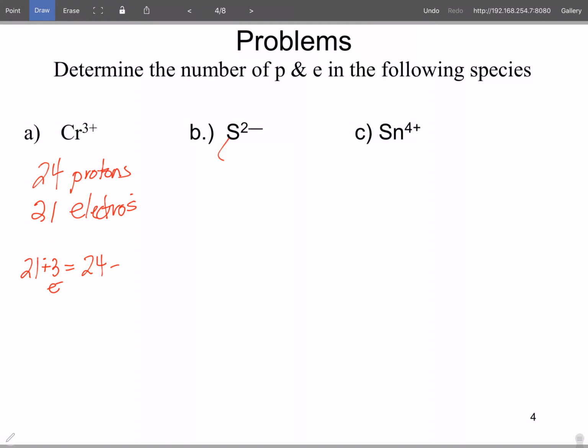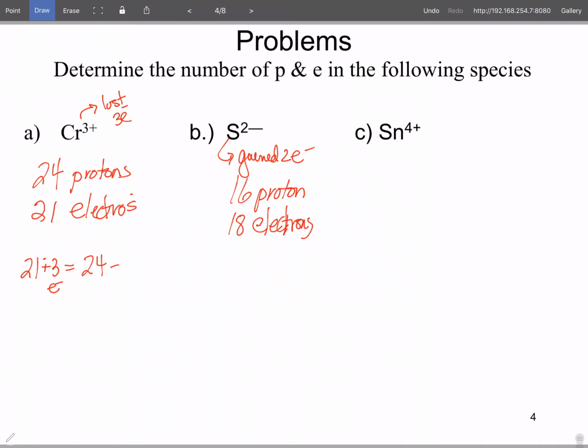In this case, sulfur has gained 2 electrons. So if we look where sulfur is on the periodic table, it has 16 protons. Its atomic number is 16. So if we gain 2 electrons, then we have 18 electrons.